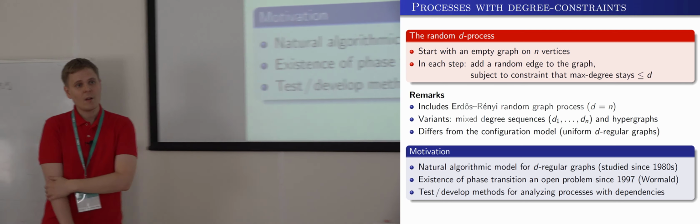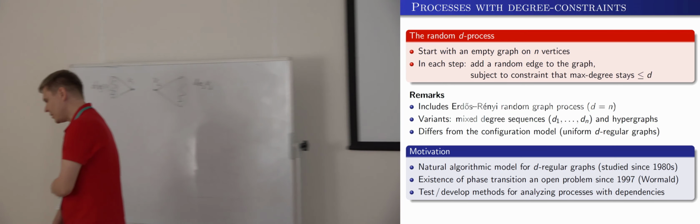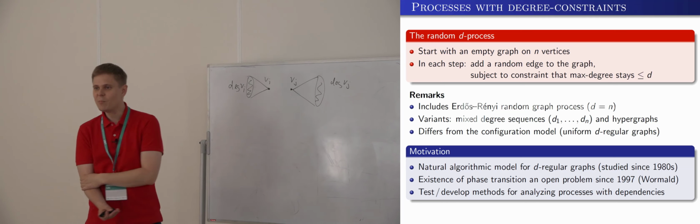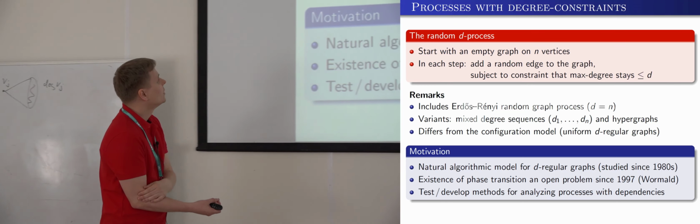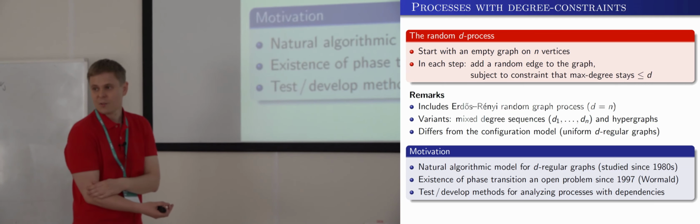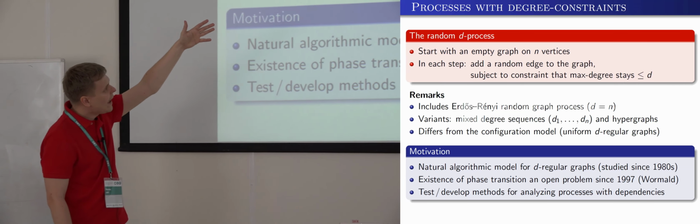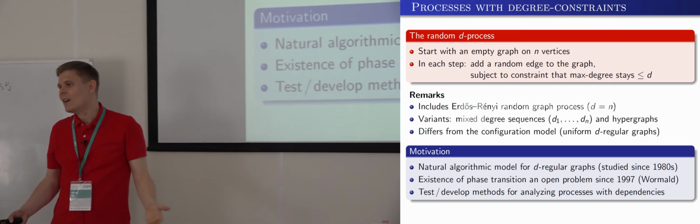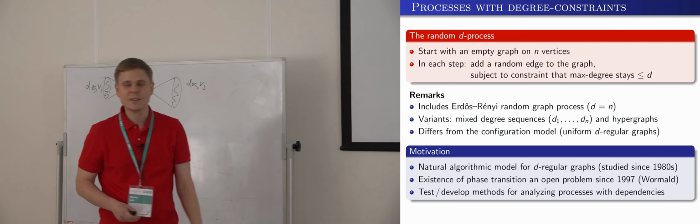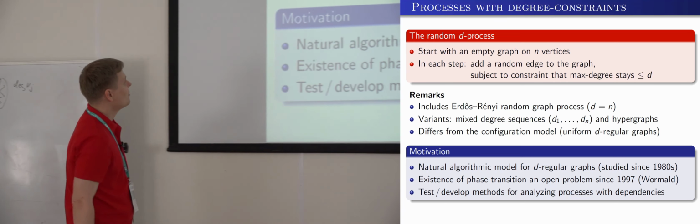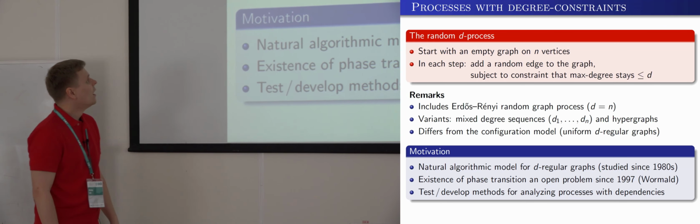So let me say one or two words about this model. One is, if we put some trivial degree constraint on the maximum degree, then we cover Erdős–Rényi. If we set d equal to n, or in fact n minus 1, then we effectively have no constraint on the degrees, so we're just adding purely random edges. So this model contains Erdős–Rényi as a special case.